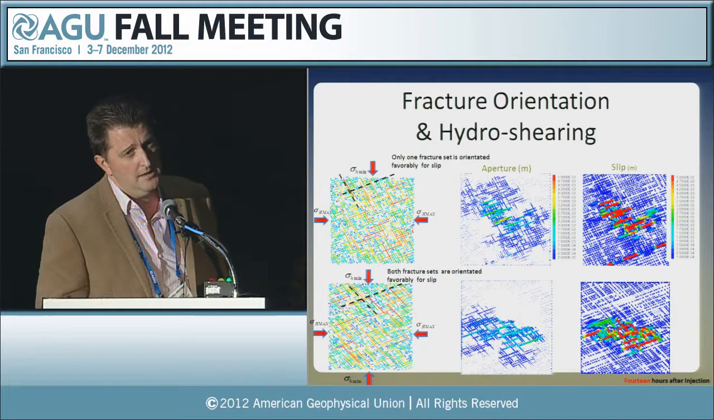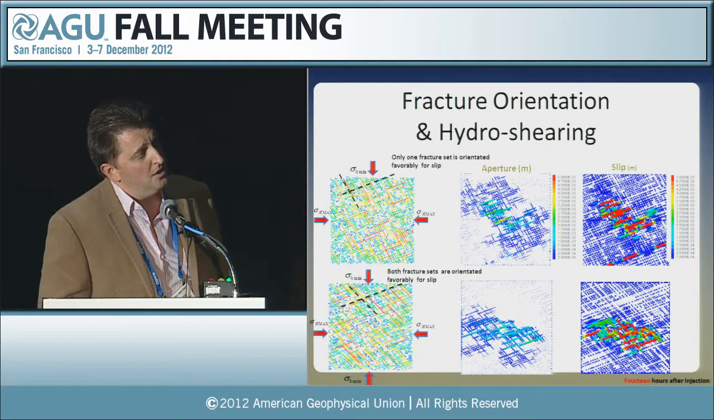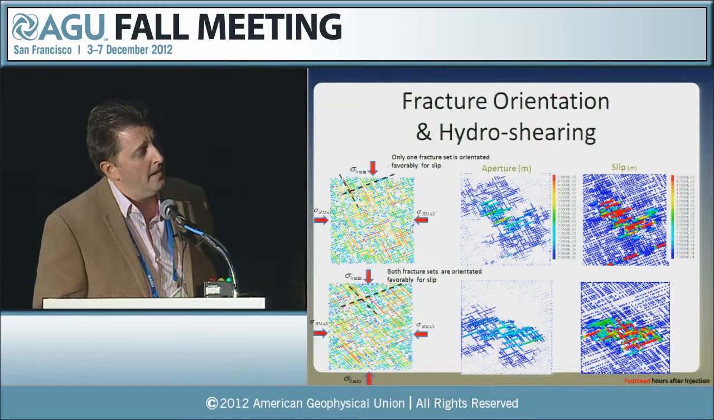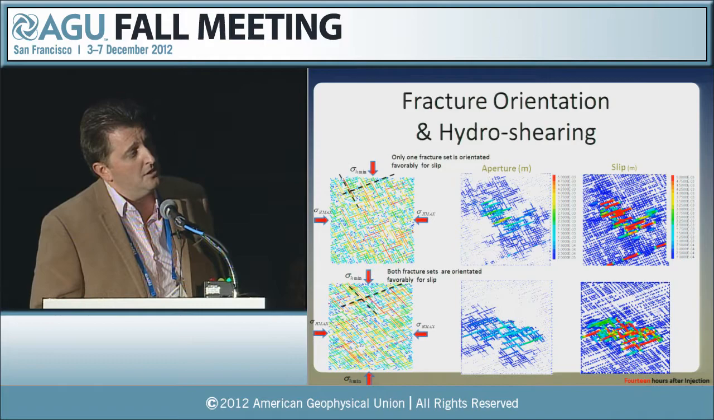So in the top example, what we're doing is we have only one fracture set that is orientated efficiently for hydro shearing, so we just stimulate these fractures that are orientated in this direction. In the bottom example, we have both fracture sets that are orientated favorably for slip, so we generate a much better connected area of hydro shearing.